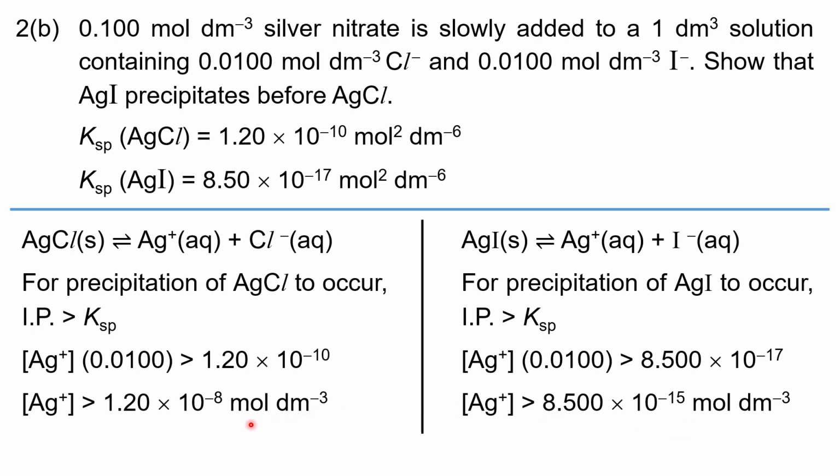So compare the two magnitudes. This is minus 8, this is minus 15. This is a smaller number, right? Meaning to say, if you want your silver iodide to precipitate first, you need a much smaller concentration of silver plus for it to precipitate.